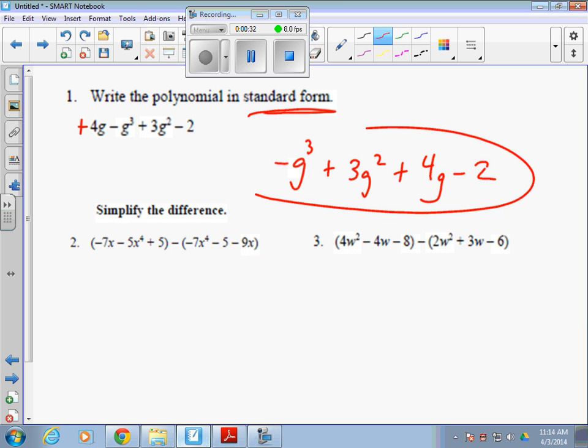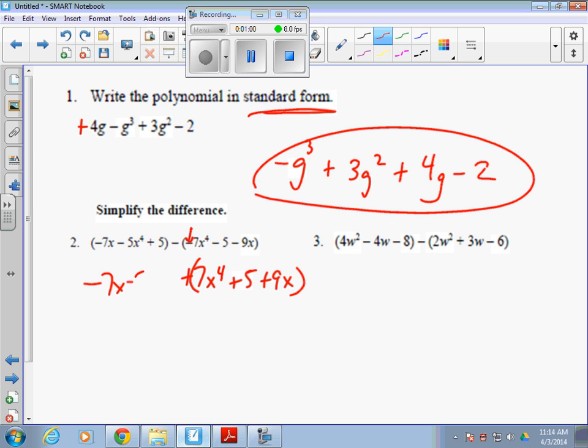That's standard form. Simplifying the difference for number 2 and number 3, all you're doing is the opposite of everything it says in the second one. When you say minus a negative, it means plus 7x to the 4th. So if you need to rewrite that as plus 7x to the 4th, it might help you out. Minus a negative 5 means plus 5, and minus a negative 9x means plus 9x. So just do addition with all of these now, and you'll treat it just like addition.